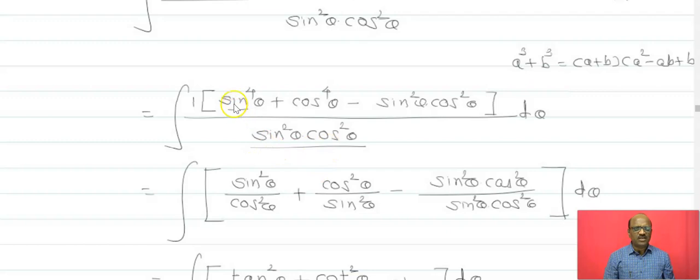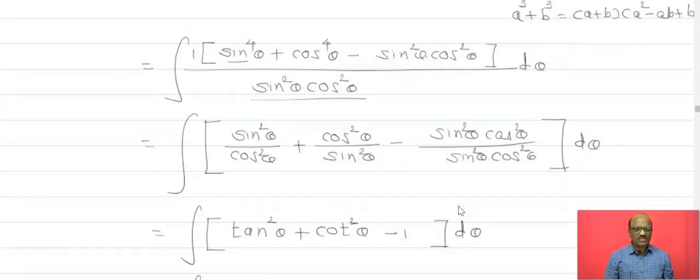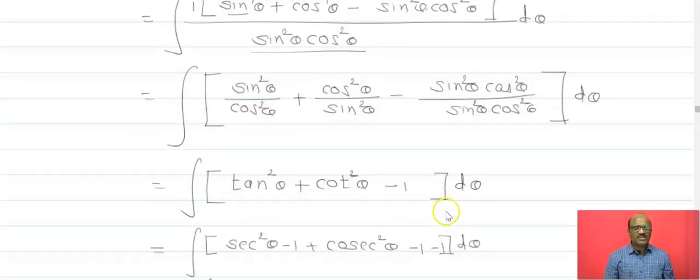Now again divide all these numerator terms by sin square theta and cos square theta. When we divide sin raised to 4 theta upon sin square theta into cos square theta, one sin square will get cancelled, and you will get sin square theta upon cos square theta. Next, cos raised to 4 theta upon sin square theta into cos square theta: a cos square theta will get cancelled, and you will get cos square theta upon sin square theta. Minus sin square theta into cos square theta upon sin square theta into cos square theta, and that you will get 1. That is tan square theta plus cot square theta minus 1 d theta.